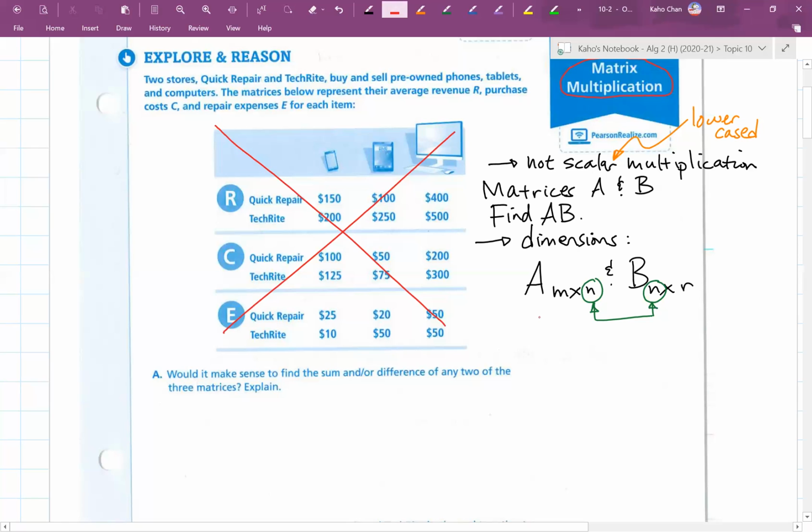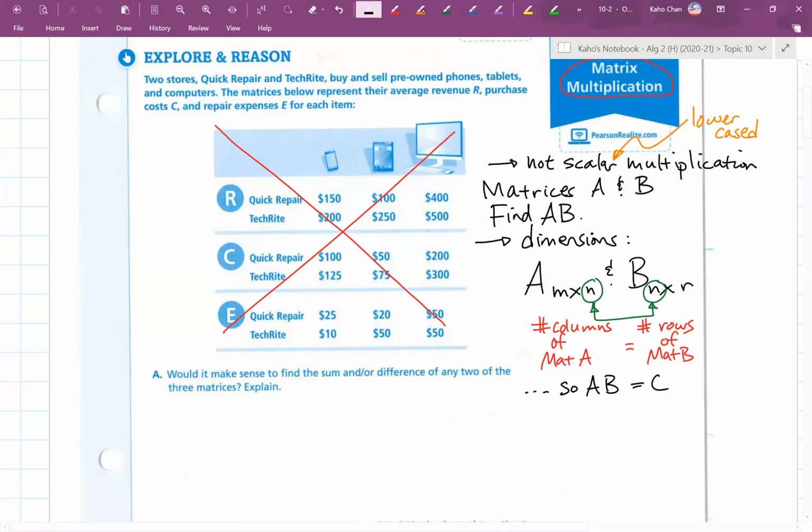Let me write that down. The number of columns of matrix A must equal the number of rows of matrix B. One way of looking at it is the inner numbers must match up. You see those two? Those are the inner numbers. When you multiply the two matrices together, and I haven't shown you how to do that yet, we'll get a new matrix. We'll call it matrix C, the answer.